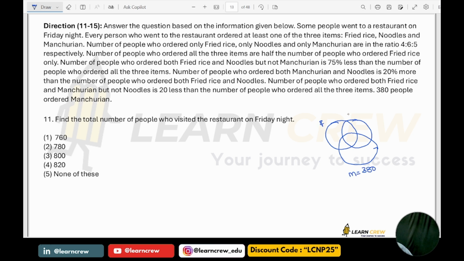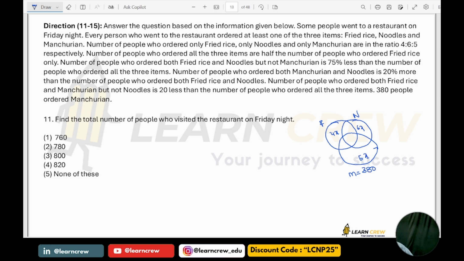Fried rice and then noodles. The number of people who ordered only fried rice, only noodles and only Manchurian is in the ratio 4:6:5. So only fried rice is 4x, only noodles is 6x, and only Manchurian is 5x.